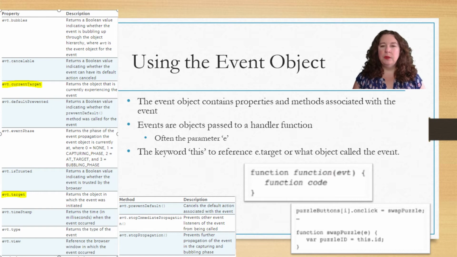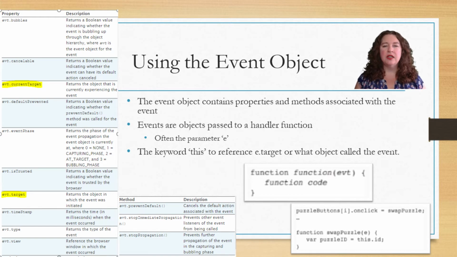Another thing that's really important is the keyword this. So this is in reference to the target from e. It's understood when you are in an event handler. When you use this, it refers to the event or the element that called you.